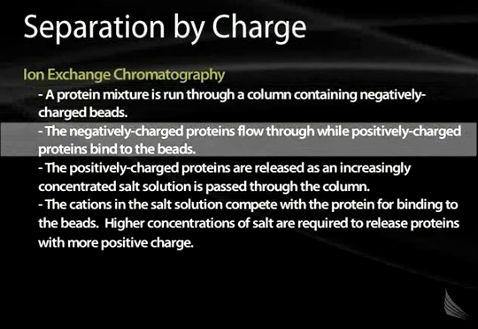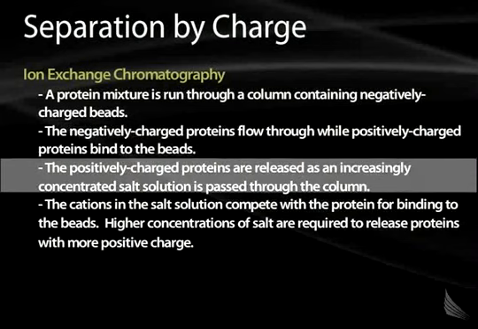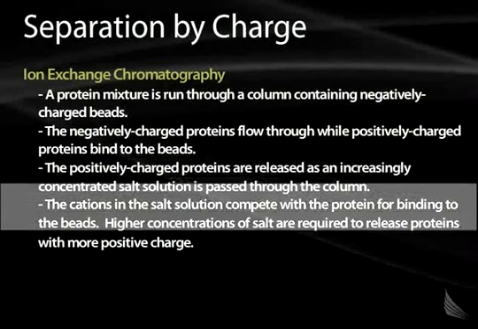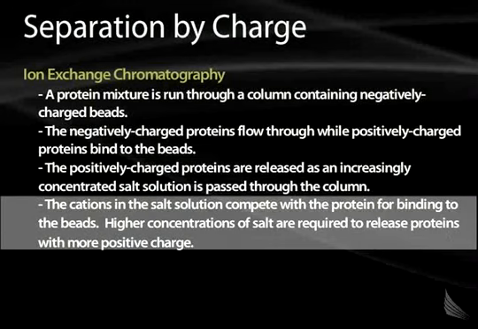Now, negatively charged proteins will be repelled by these negatively charged beads, and they flow through the column very quickly, while the positively charged proteins will bind to the beads. So we've been able to separate negatively charged proteins from positively charged proteins. Now, the positively charged proteins that are stuck to the column have to be released somehow. And we do that by running a concentrated salt solution through the column.